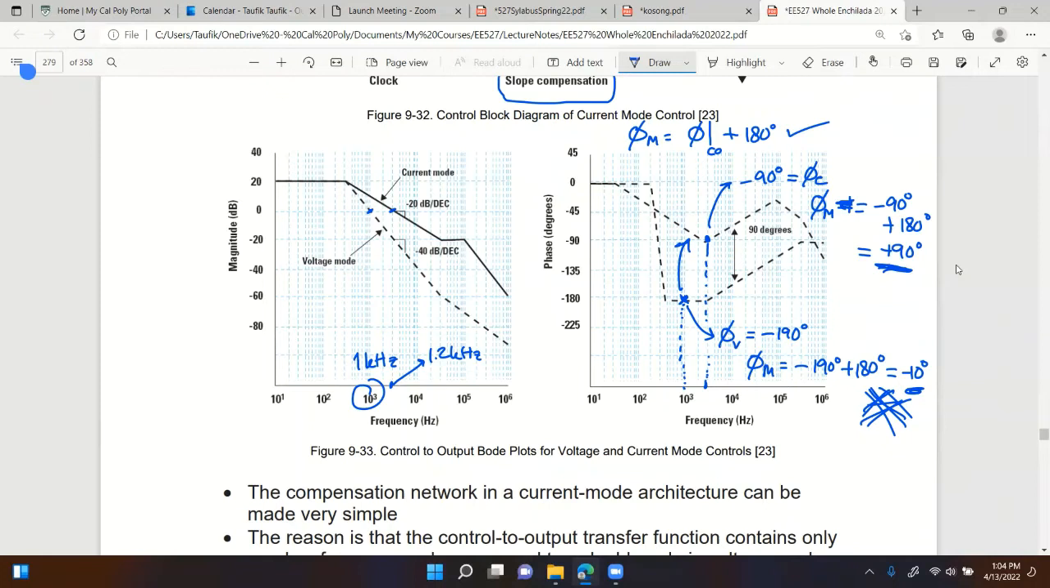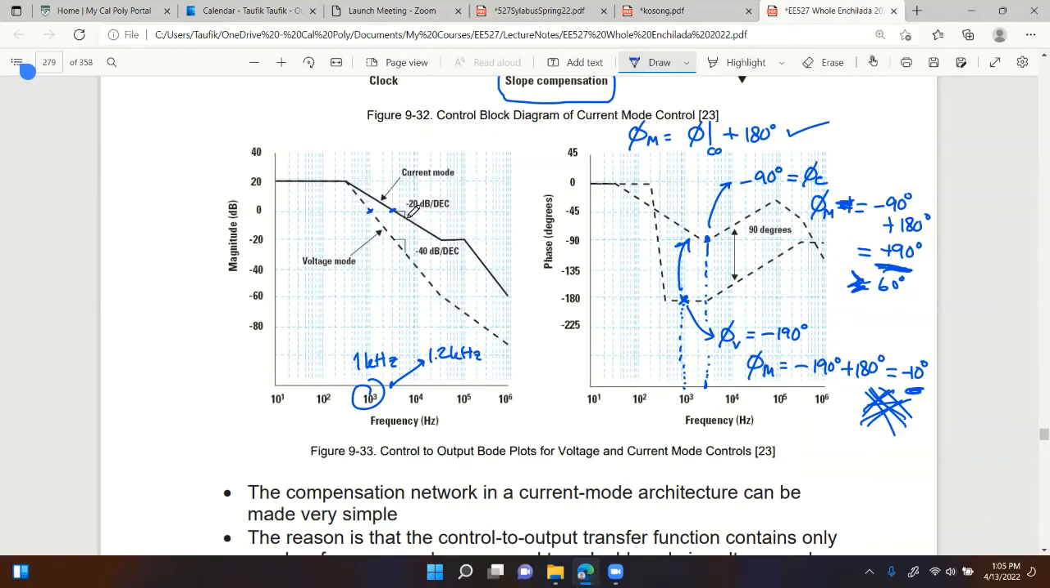That's more than enough. As I said on Monday, typically we want around 60 degrees or 57 degrees or above. So you have enough safety margin for phase margin, and this is already stable in terms of phase margin. That's another advantage of current mode: you have a single pole effect instead of a double pole effect. Does that make sense?